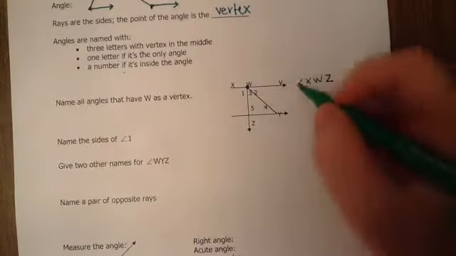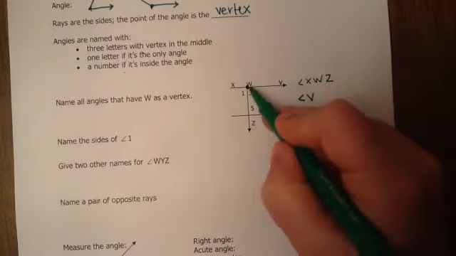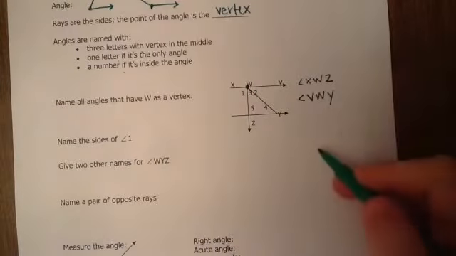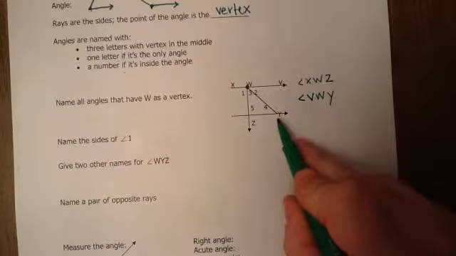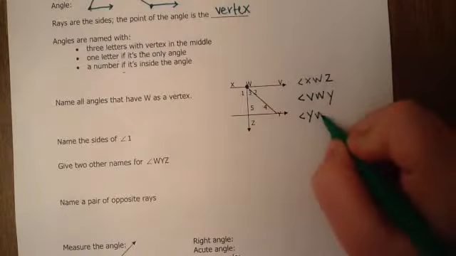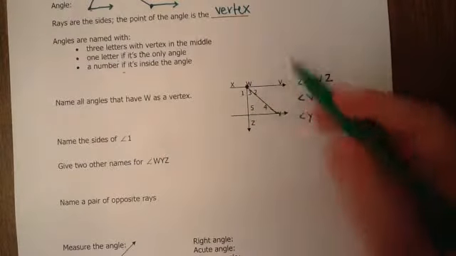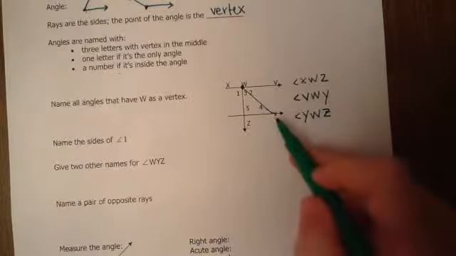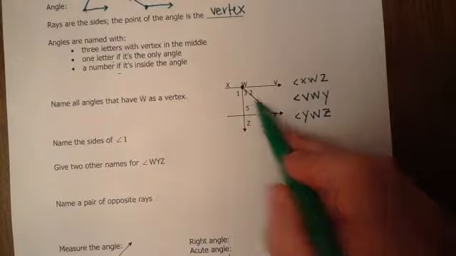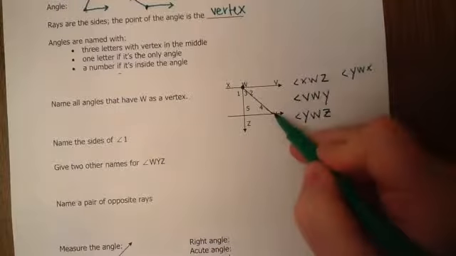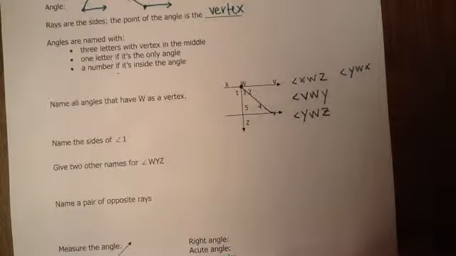So I could go angle V, W, Y. If we started with Y, we could go Y, W, down would be Z. We could go Y, W, X.